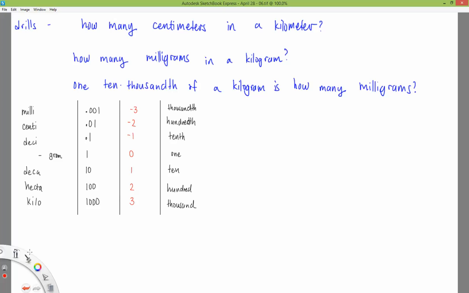All right, so how many centimeters in a kilometer? The answer is 100,000. I think this gave you some trouble here. Let's talk about how we arrive at this answer. What is the exponent associated with centimeters? -2, right? What's the exponent associated with kilometers? 3. So what's the difference between -2 and 3? It's 5.